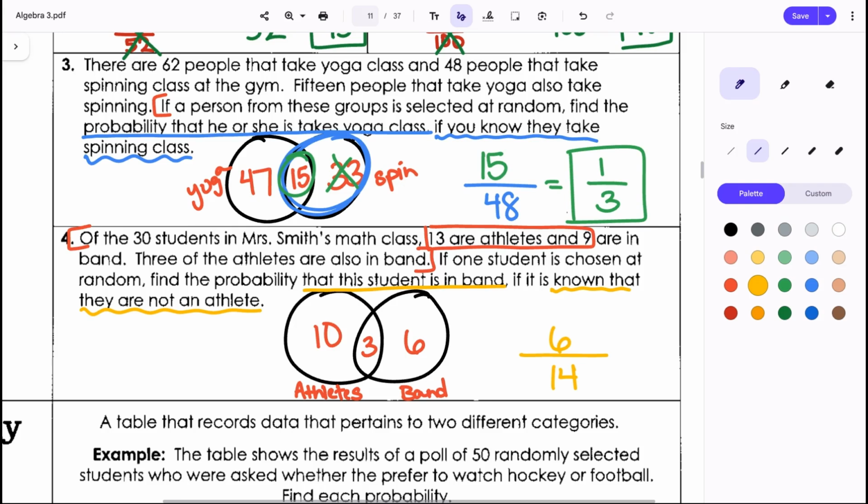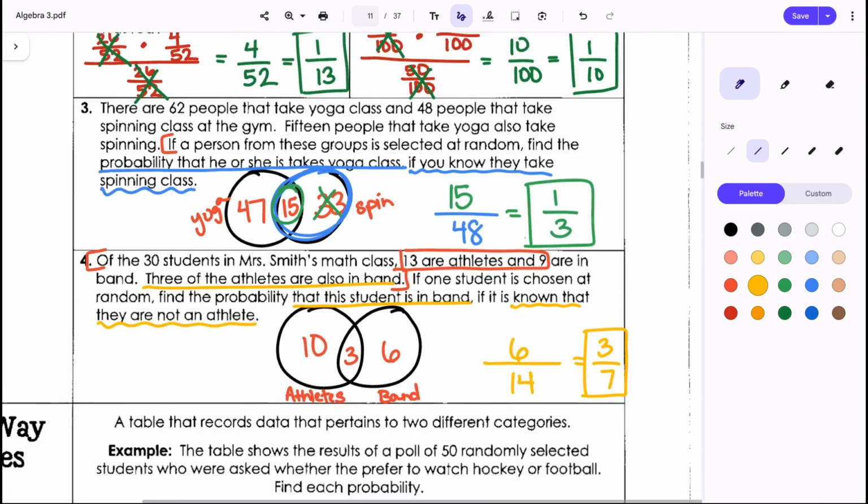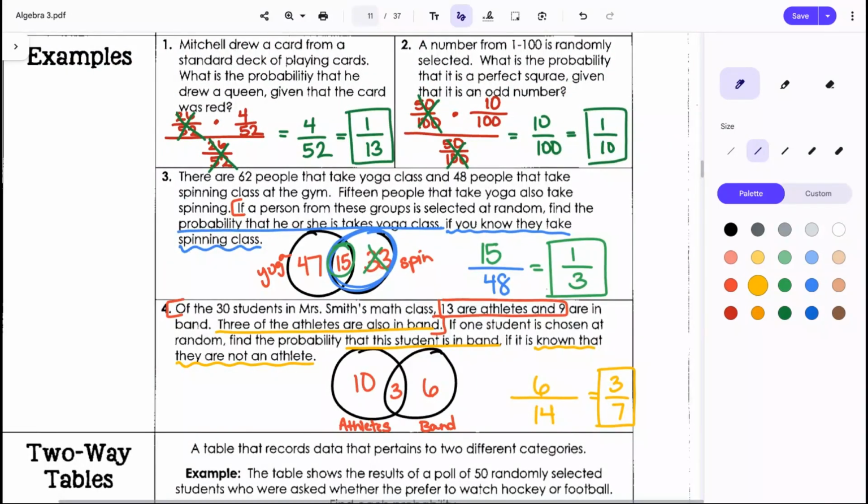So see how it says in the problem up on the top, it says 9 are in band. And then it follows that and it says 3 of them are in band. So that's the overlapping. We have to just subtract 9 minus 3. Can this reduce, guys? 6 over 14? Yeah. To what? 3/7. Good, 3 over 7. All right, do we have any questions so far on Venn diagrams or setting them up like with those fractions?